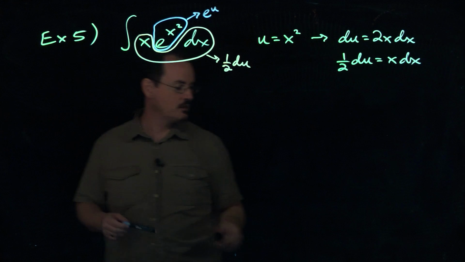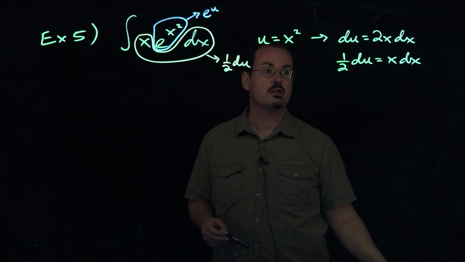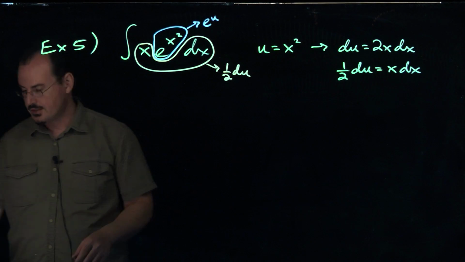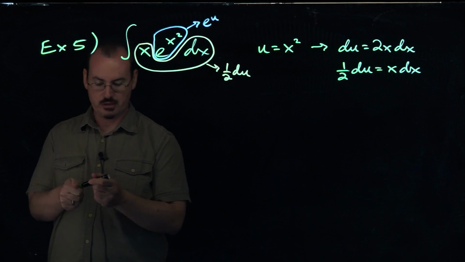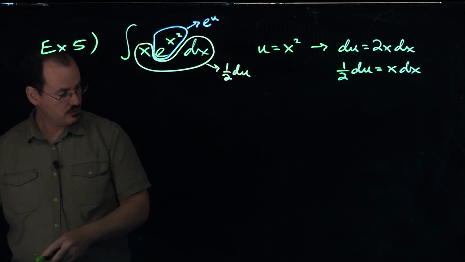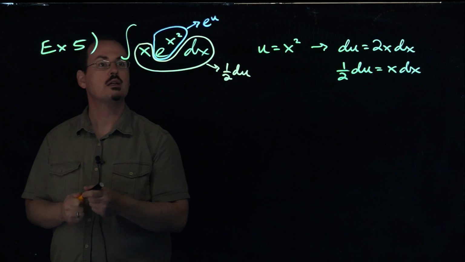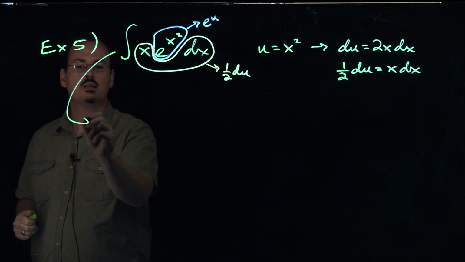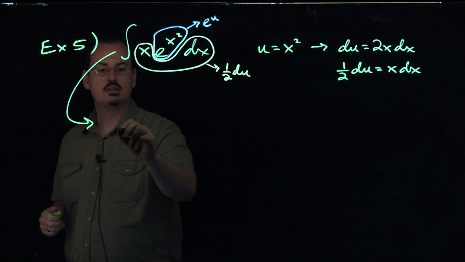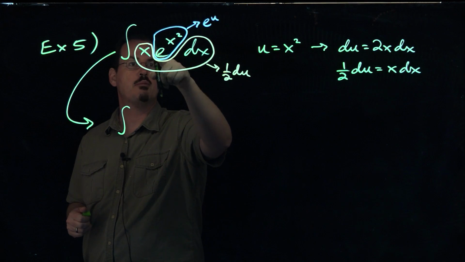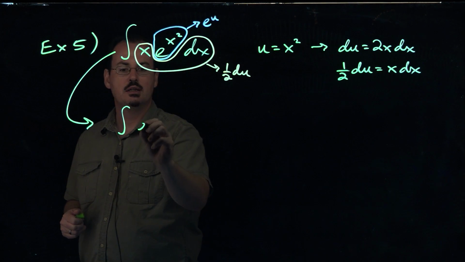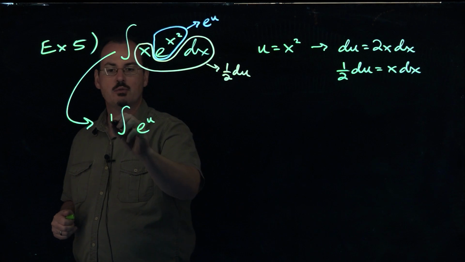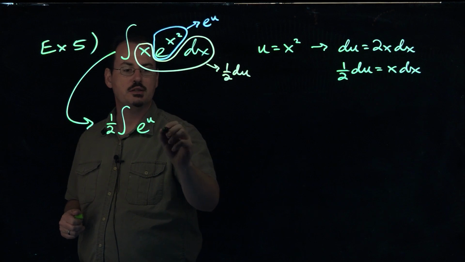E to the power of u. Okay, so with that, we can rewrite our integral in terms of u now. What happens to this thing? It turns into, well, we just said that that part is e to the u. And the rest of it, x dx, becomes 1/2 du. So I'm going to put the 1/2 in front since it's a constant, and then the du goes here.